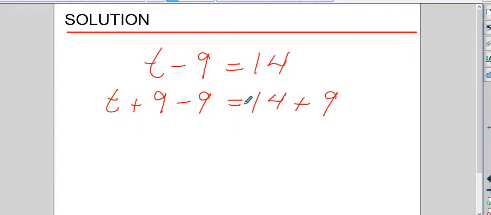You want to try and line them all up. That's proper form. I also don't have an equal sign here. You never, ever, ever have two equal signs in the same line. Okay? So 9 minus 9 is 0.